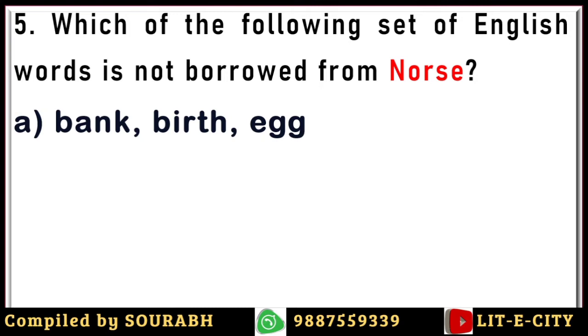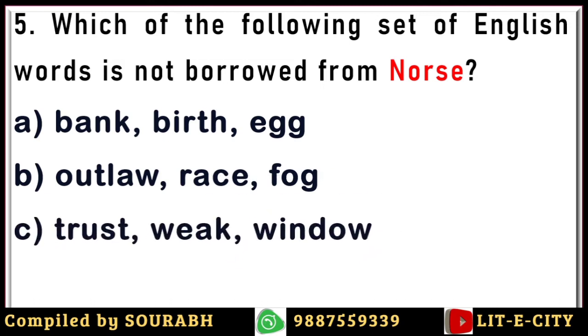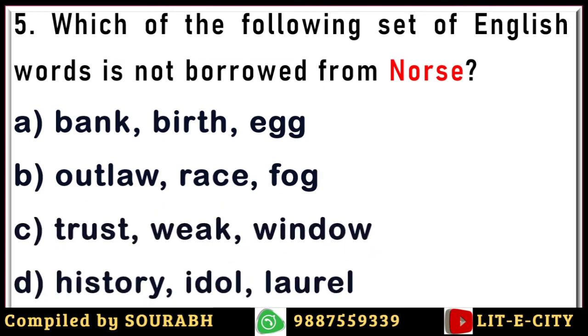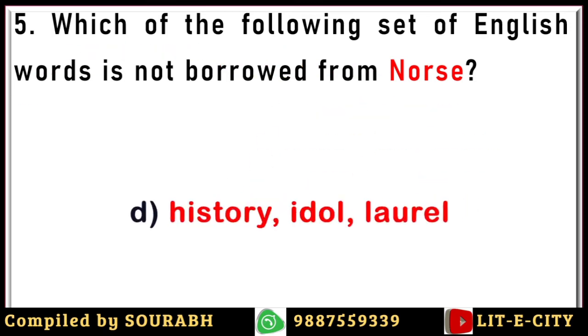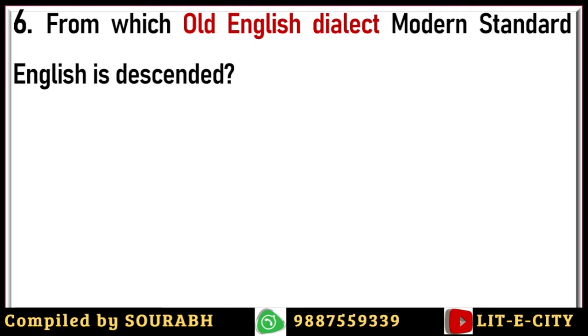Was it bang, boat, egg? Was it outlaw, race, fog? Was it trust, week, window? Or the last option, history, idle, laurel. Out of these four sets, one set is where words are not taken from original Norse words. It is actually history, idle, and laurel, which are taken from Latin sources, and all other words are taken from the Norse language. Our next question is: from which Old English dialect is modern standard English descended?